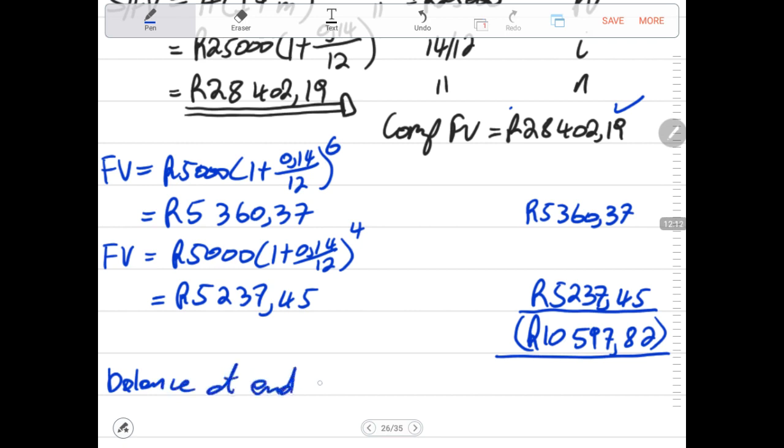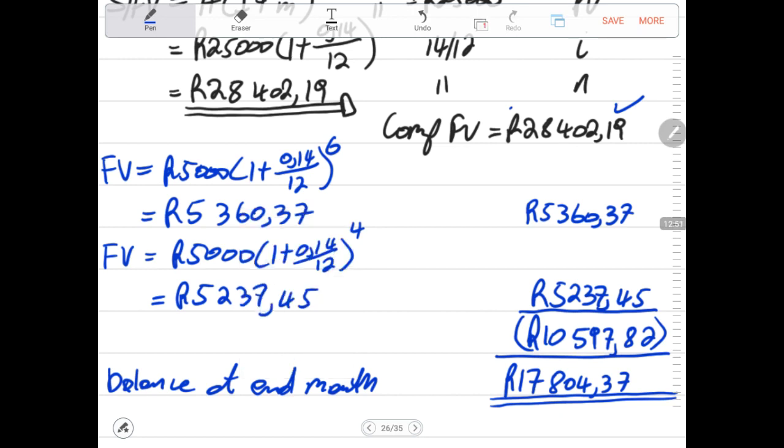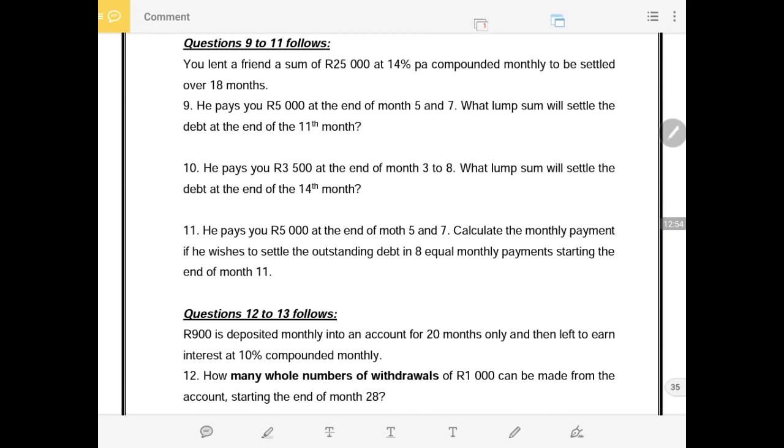Balance at end of month 11, meaning the amount this person owes us, or the amount that he can settle at the end of month 11. We have 28,402 rand 19 cents minus 10,597 rands 82 cents. Then we have 17,804 rands 37 cents. So now this is the amount that this person will have to pay in settlement of the account at the end of month 11.